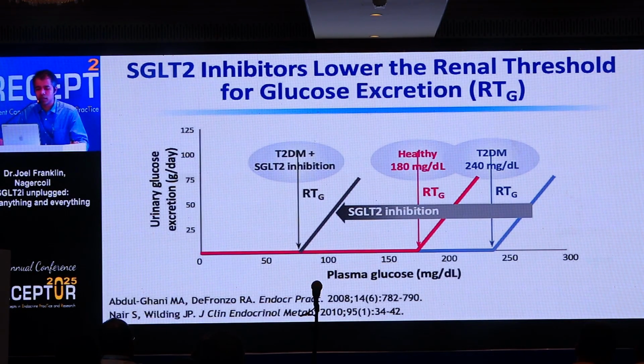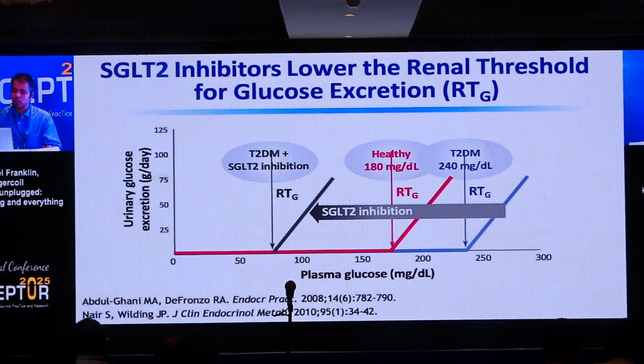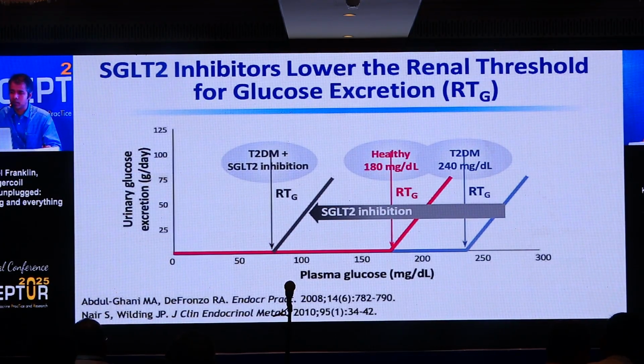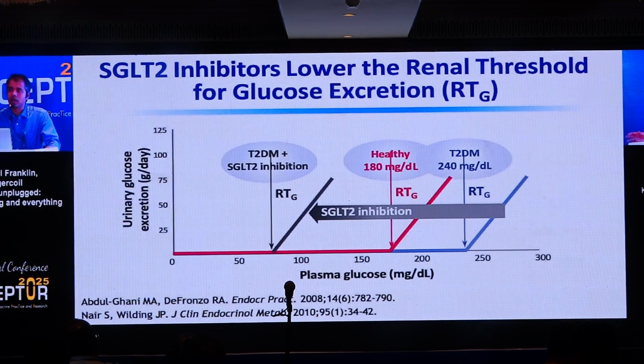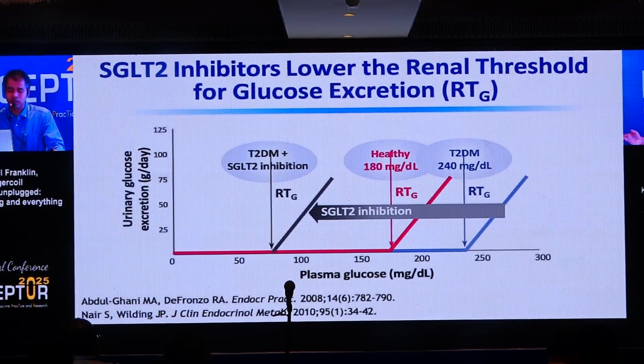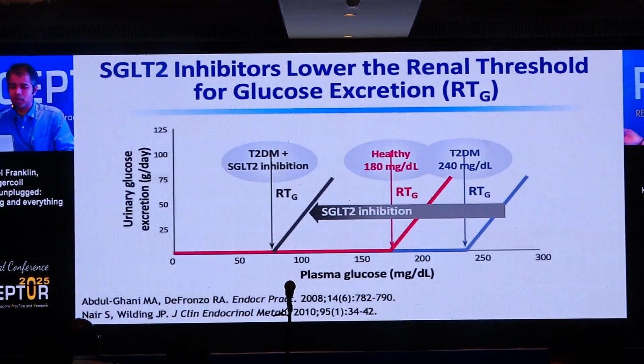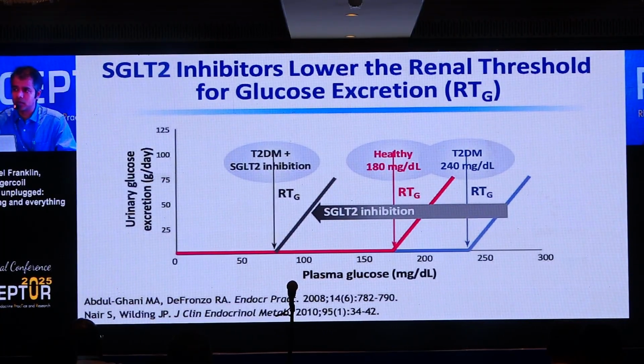When you give SGLT2 inhibitors, the threshold gets reduced to way below the fasting glucose levels, between 40 to 70 mg per deciliter. For example, if the fasting glucose level is 180 or 200 mg per deciliter in a diabetic patient, once you start giving this SGLT2 inhibitor, the patient will pour excess glucose in the urine because the renal threshold is way below, around 50 or 60 mg per deciliter. This happens irrespective of diabetes status. If you give it to a diabetic or non-diabetic individual, the same thing happens.